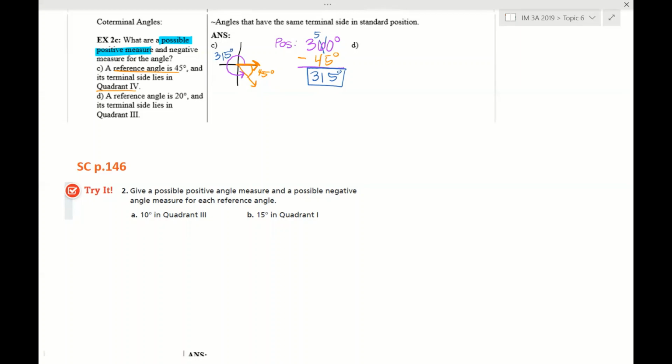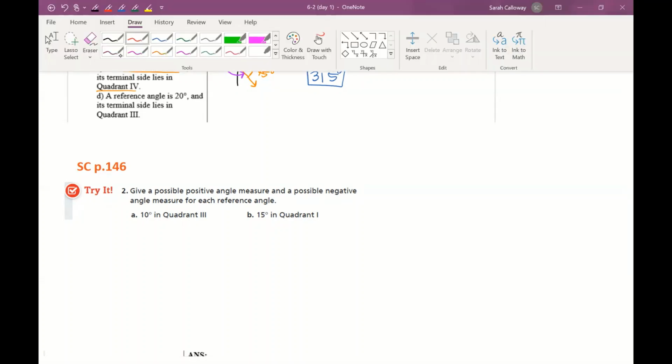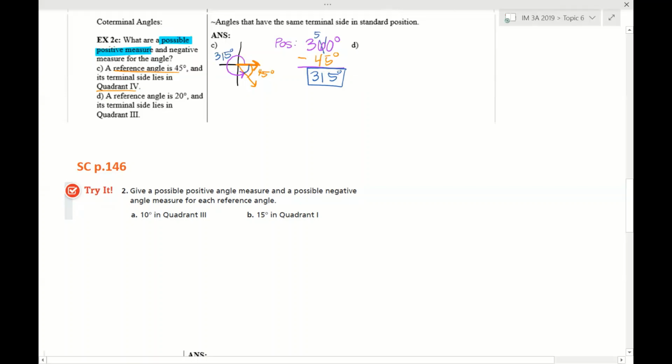So what we have to do for this problem is identify a negative coterminal angle. A negative coterminal angle is the angle, let me switch colors so it stands out a little better, where if I were to go clockwise instead, it's what that angle represents. So the way that we find the negative angle is that we take our positive angle and we subtract 360 degrees from our positive angle.